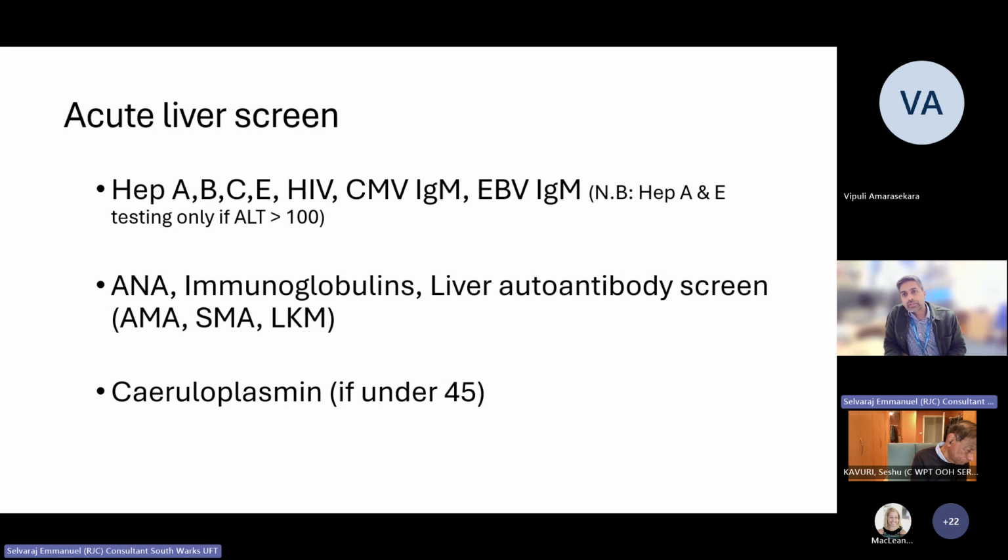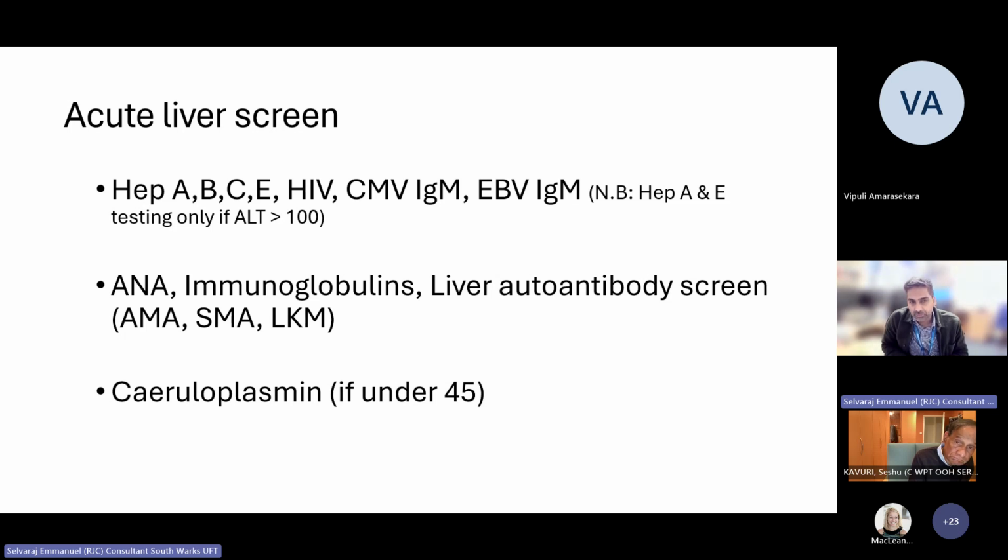So, acute liver screen. I think sometimes we miss out some of these things. The history, working out whether it's acute or chronic, or was discovered incidentally, is very important in the context of which tests we do. We're very good at doing A, B, and C, but we sometimes forget E, CMV, and EBV in these patients. If there's no preceding viral illness, fair enough, we don't really need to go through that.